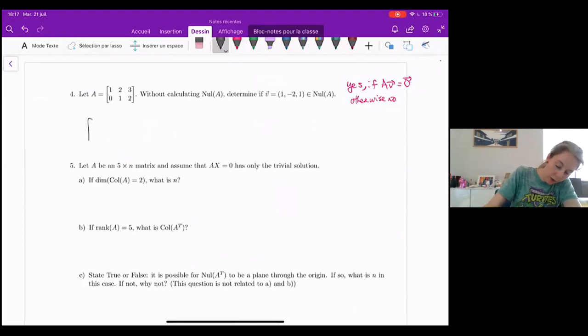So here I'm just going to do AV, 2, 3, 0, 1, 2. V is 1, negative 2, 1.